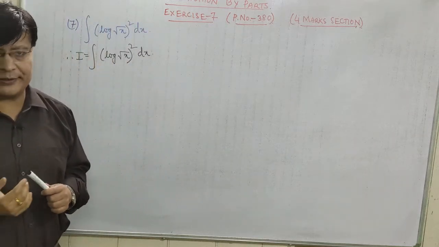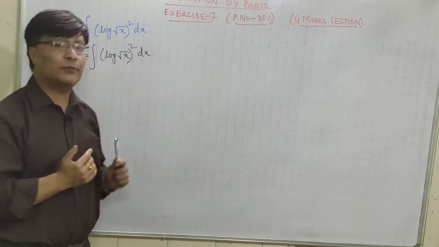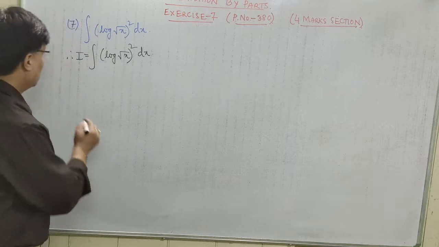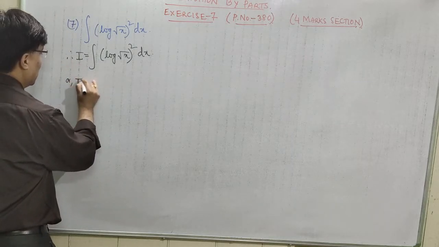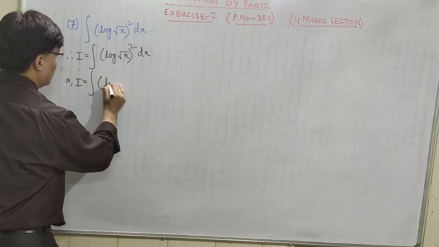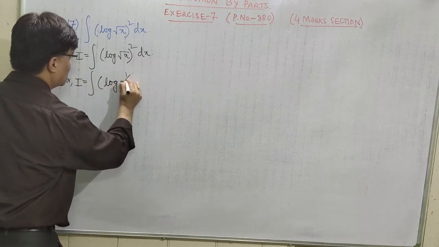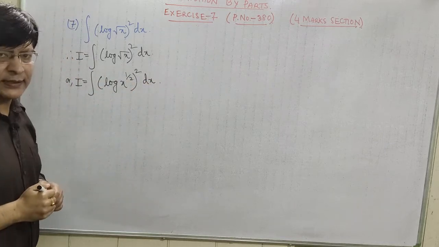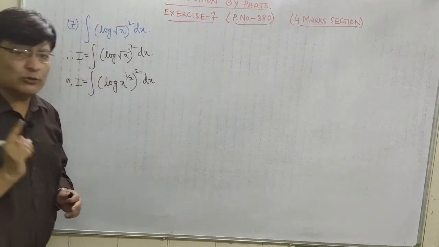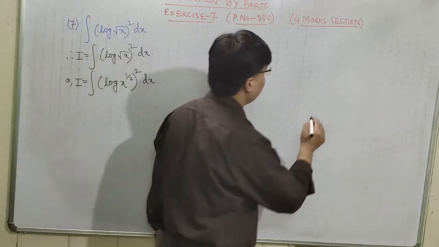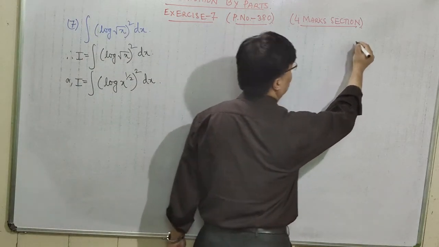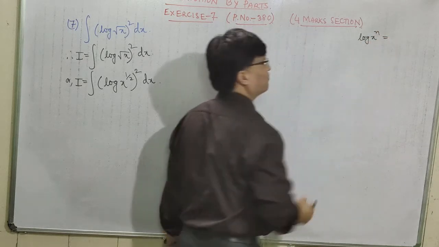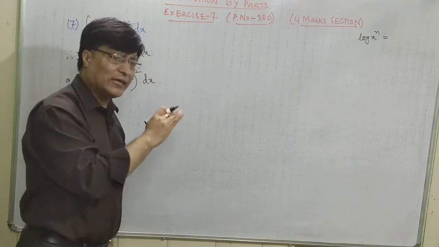What is root over x? How can you write down this root over x? Root over x can be written as x to the power half. So I is equal to integration of within bracket log x to the power half whole square, then what do you write? dx. Now in this case you should know the properties of logarithm. You know these properties of logarithm.